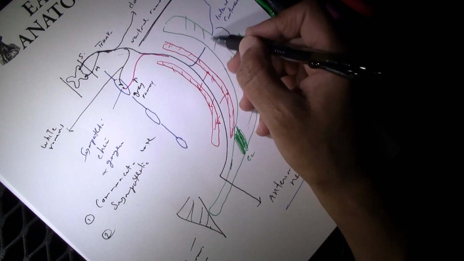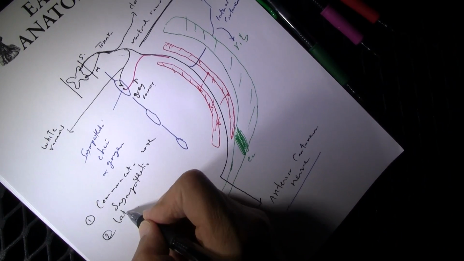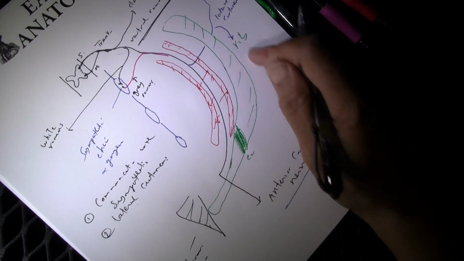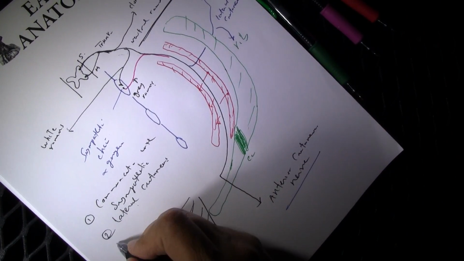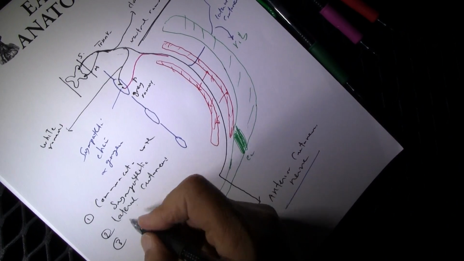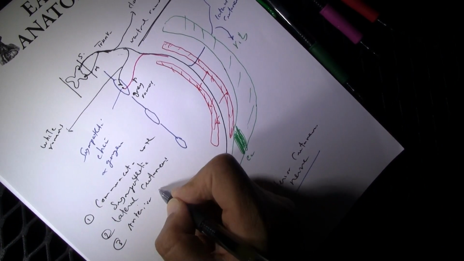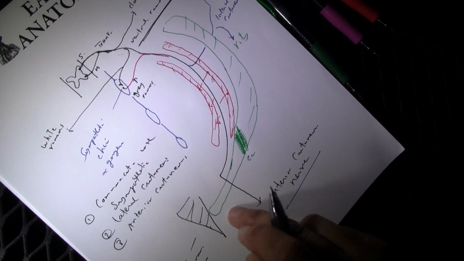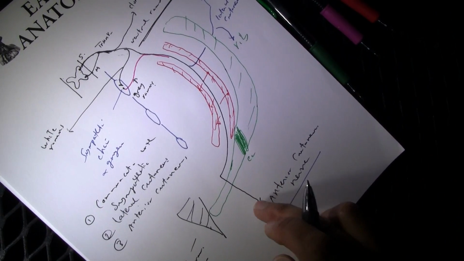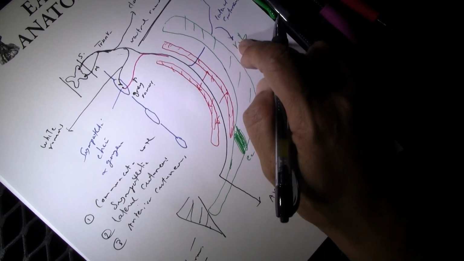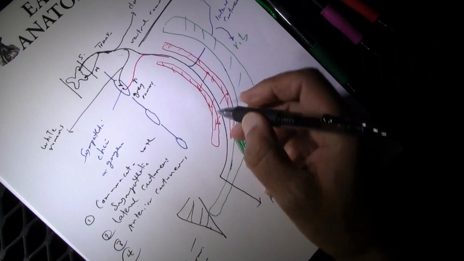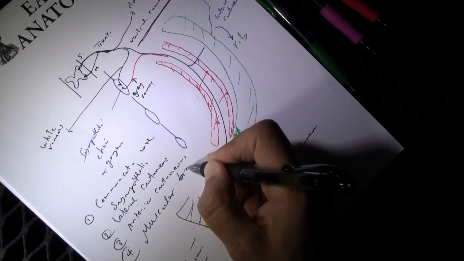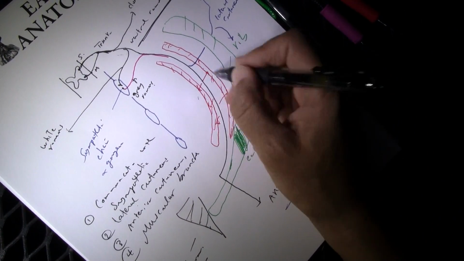Second, you have the lateral cutaneous branch, to supply the skin over the lateral side of the chest wall. Third, you have the anterior cutaneous branch, supplying skin over the front of the chest wall, the anterior part. Fourth, muscular branches supplying the intercostal muscles.